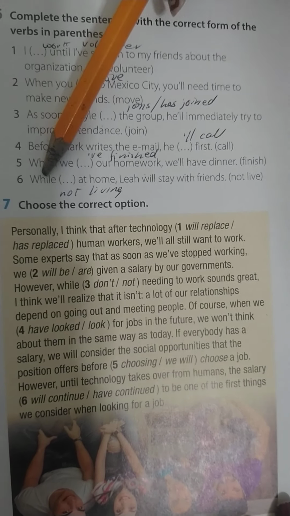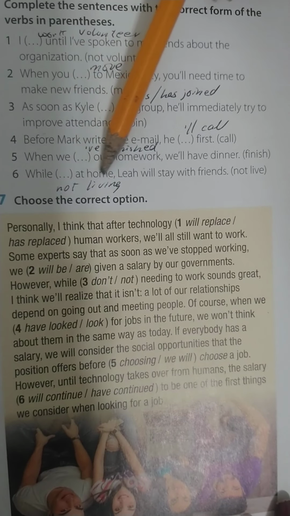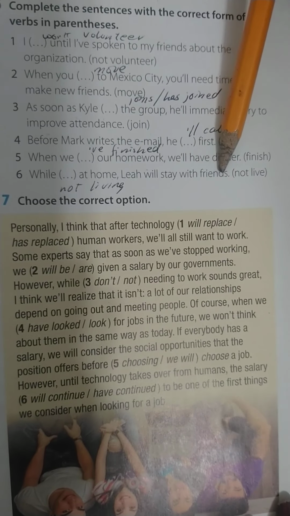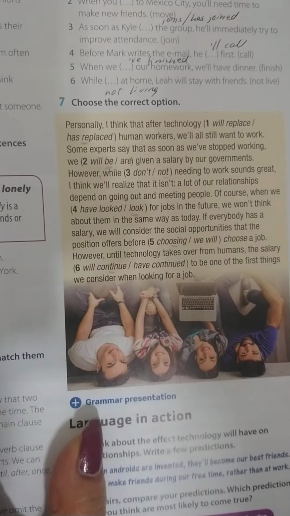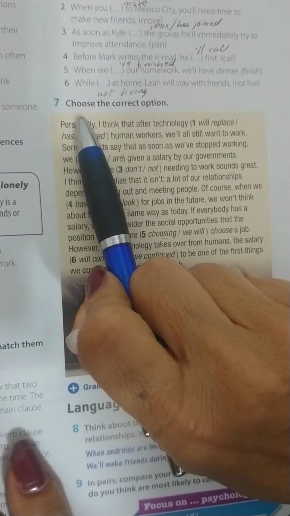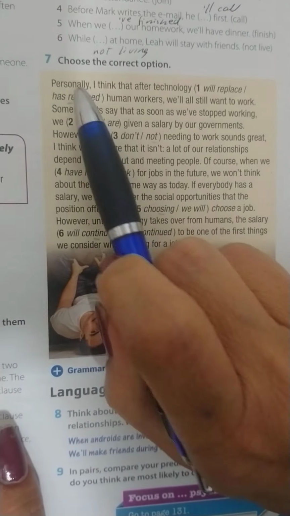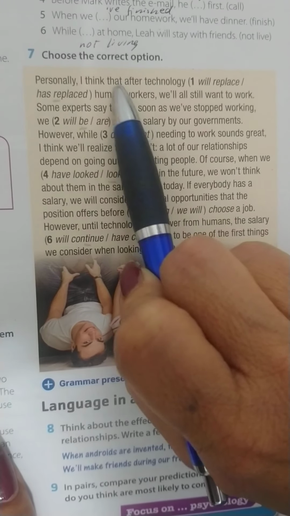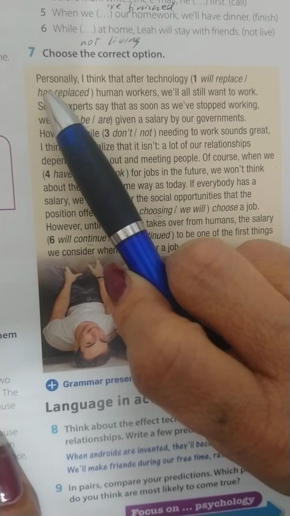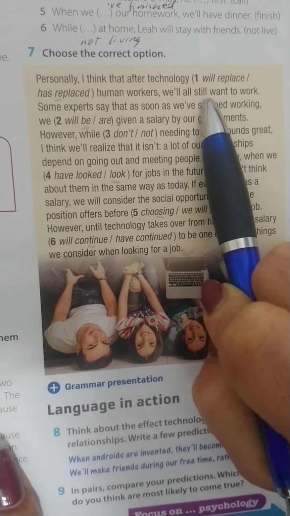And the last one, while, not in negative and using a gerund: while not living at home, Leah will stay with friends. Okay? We have to choose the correct option. Ready, kids? Okay? So we are going to choose the correct options using future adverb clauses. Personally, I think that after technology, I have after here that it's an adverb, has replaced human workers, we will all still want to work.